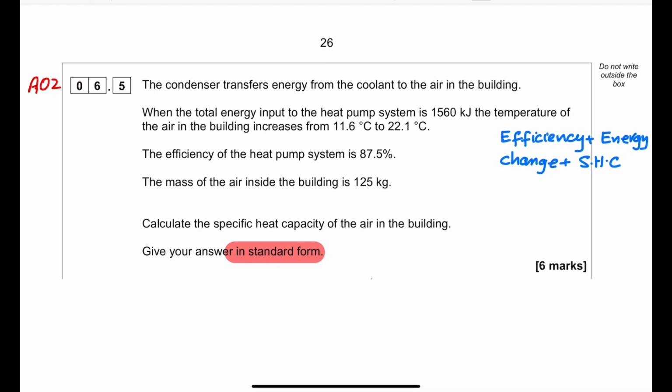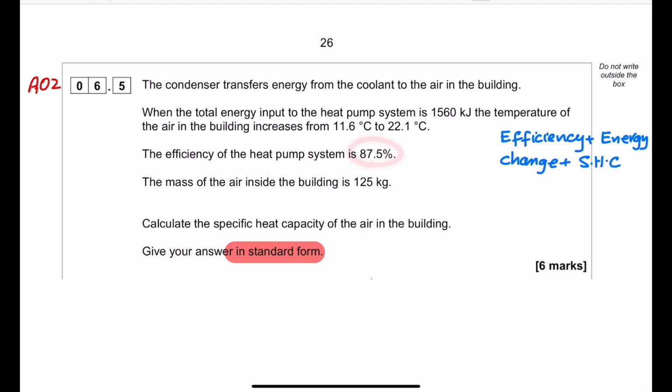This question is from the topic of efficiency, specific heat capacity, and energy change. We know that the mass of the air is given. The two different temperatures are given, and with the help of that, we can find the change in temperature, 22.1 degrees minus 11.6 degrees. And the energy given to the heat pump is also mentioned. But the key information is given here.